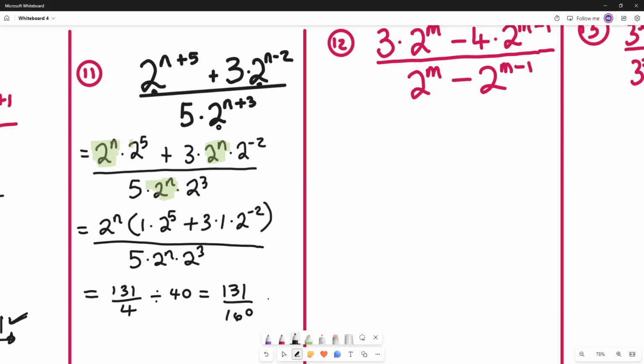Remember, these questions, they will always say simplify without using a calculator. What they mean is you have to show the working out. They don't necessarily mean that you cannot press your calculator at all. You are still allowed to use your calculator, but show all the steps, as many steps as you can. Okay, then you should be fine.